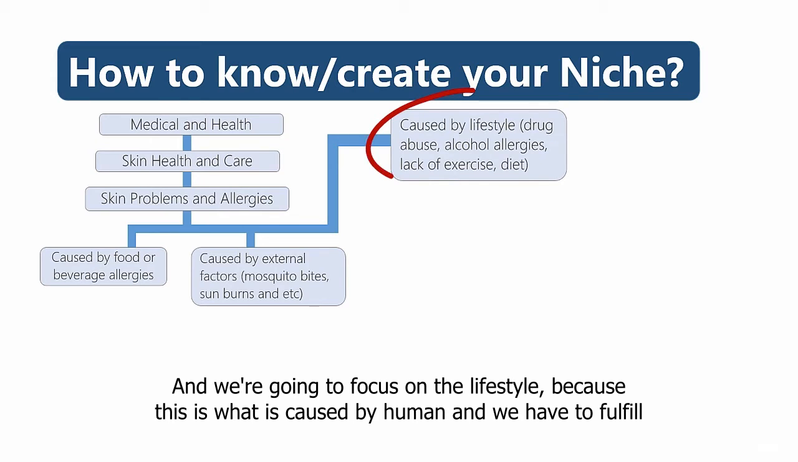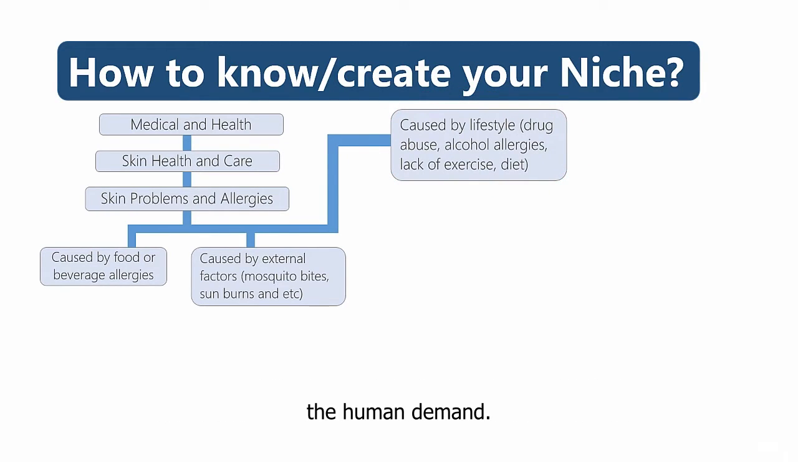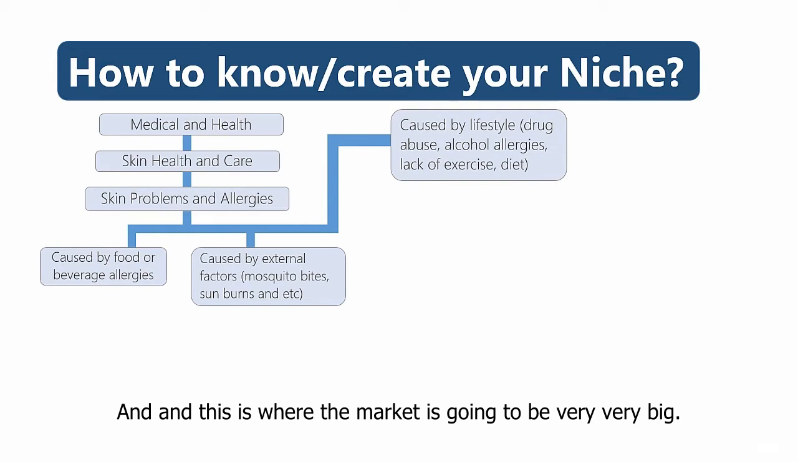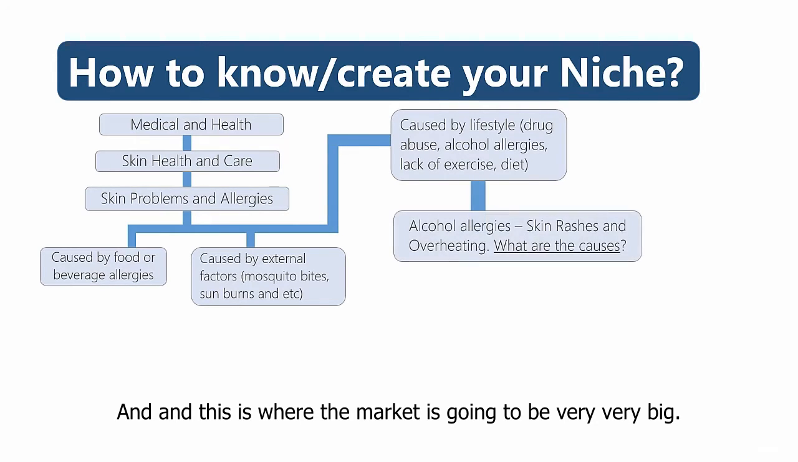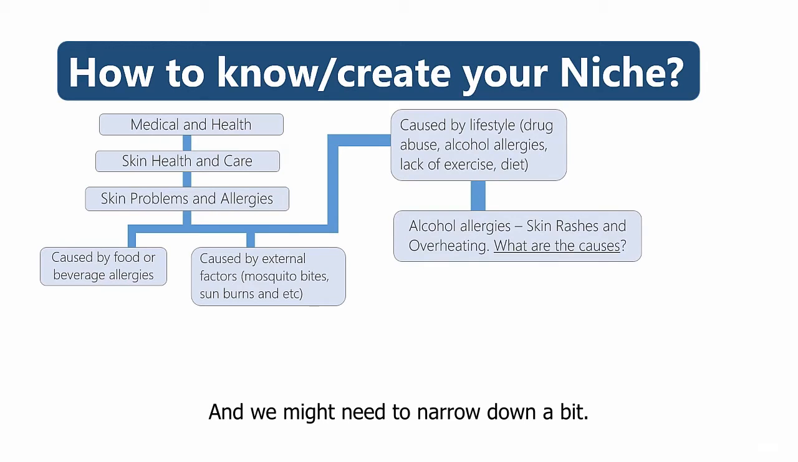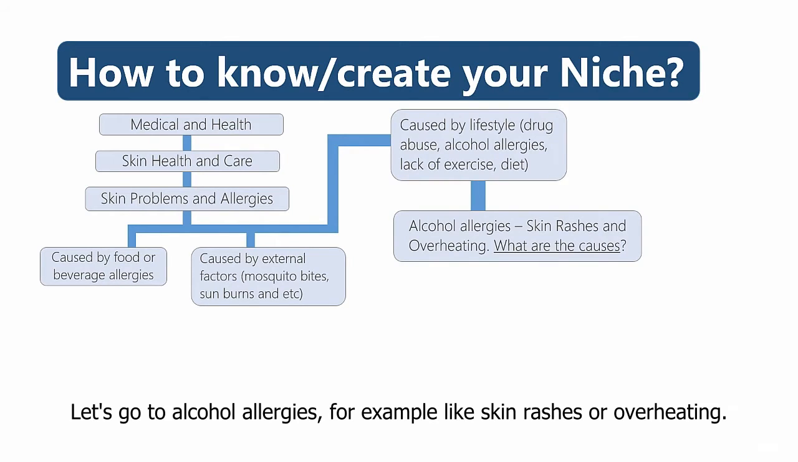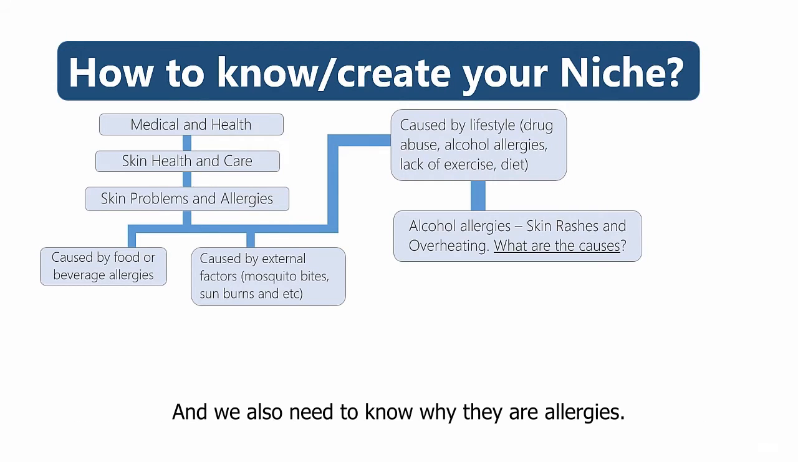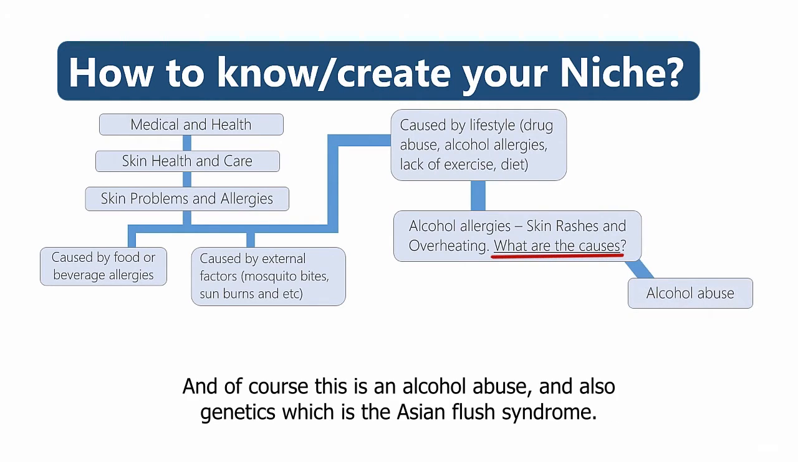And we are going to focus on the lifestyle because this is what is caused by human, and we have to fulfill the human demand, and this is where the market is going to be very big. And we might need to narrow down a bit. Let's go to alcohol allergies, for example, like skin rashes, overheating, and we also need to know why they are allergies. And of course there is alcohol abuse and also genetics, which is the Asian flush syndrome.